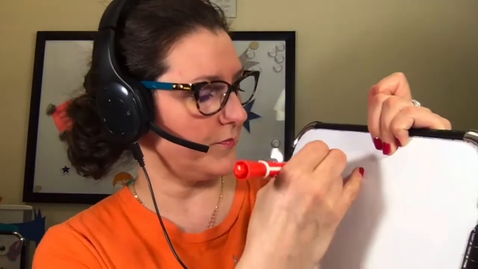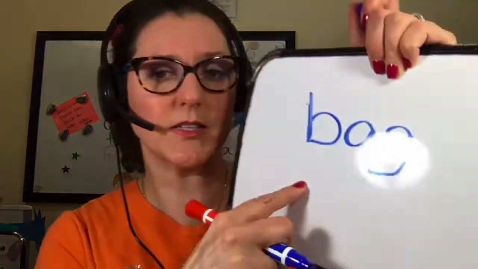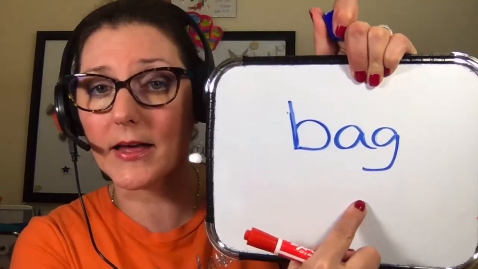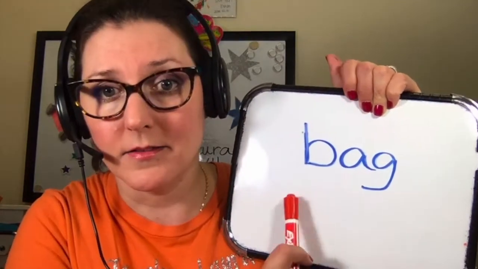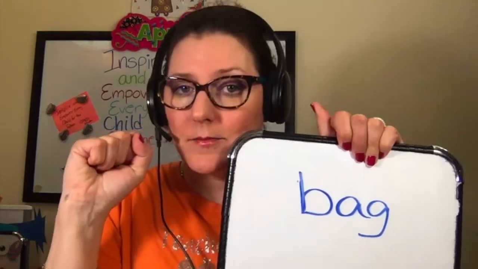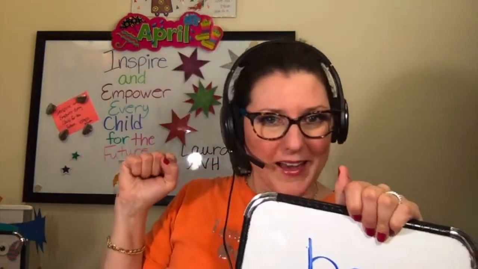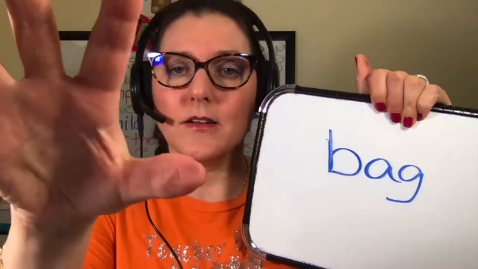For example, with this word, bag. Some students will say baga, bagga. It's not a bagga, it's a bag. So what I do with my TPR to help them understand there's no extra sound at the end is I grab that letter back. It's not a bagga, it's a bag, bag, bag.